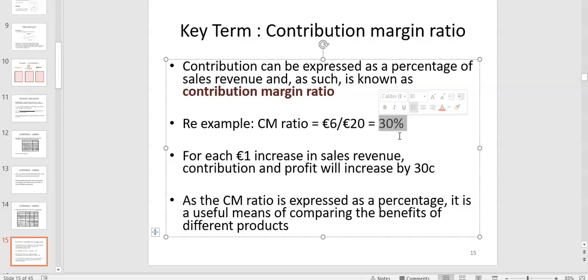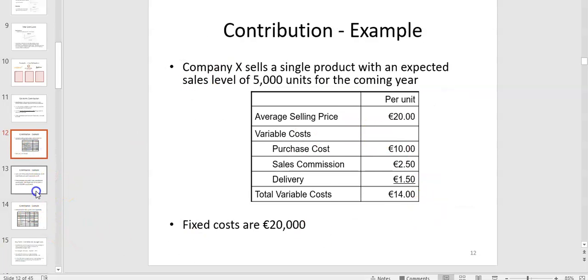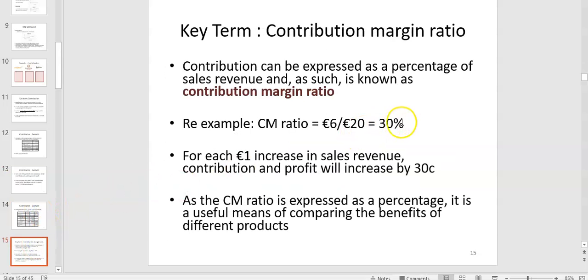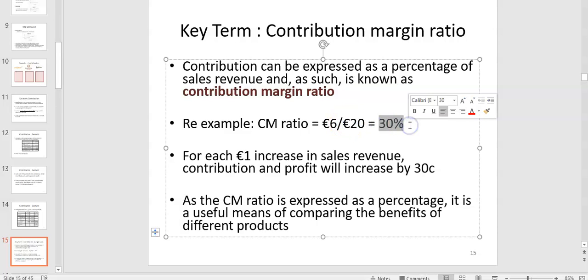So the higher that is, the more profitable you are. And remember, contribution is telling you how much of that is going towards covering your fixed costs. So it's quite an important insight. Just bear in mind, we can represent contribution on a per unit basis, for example, 6 euro per unit, or we can represent it on a percentage basis. So if you were told the revenue is 20 euro and the contribution margin is 30%, that's also telling you the contribution per unit is 6 euro. So watch for those in exam questions or in shorter questions, and you should be able to understand it from both perspectives.